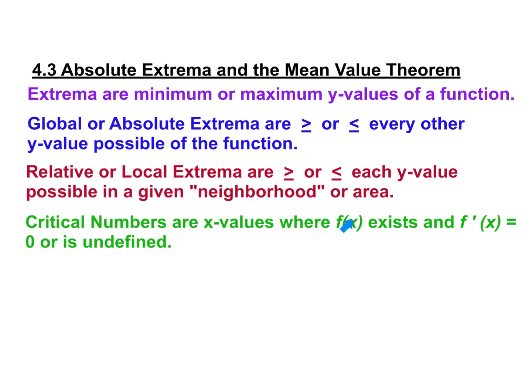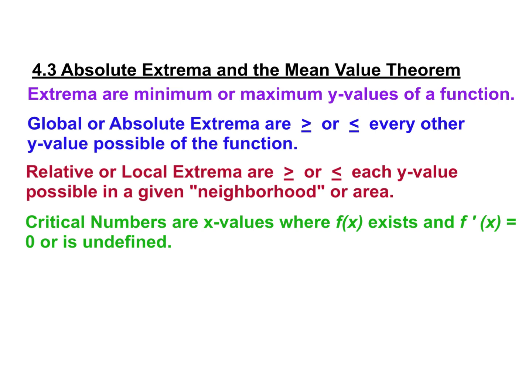First off, what's important is that the f of x or y has to exist at that place, and also the derivative at that particular x value is zero or undefined. What is really important is that it cannot be a domain restriction. If we can find an x value where the derivative is undefined or zero, but that x value doesn't actually exist because of a domain restriction in our original function, it can't be a critical value. So that's why the f of x exists.